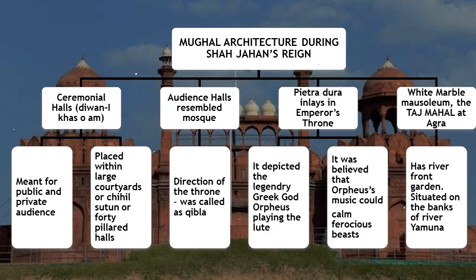Let's discuss some features of Mughal architecture during Shah Jahan's reign. Shah Jahan got many buildings constructed, for example Red Fort in Delhi, Taj Mahal at Agra. Let's talk about Red Fort first. Red Fort consisted of two types of ceremonial halls, Diwan-e-Khas and Diwan-e-Aam.